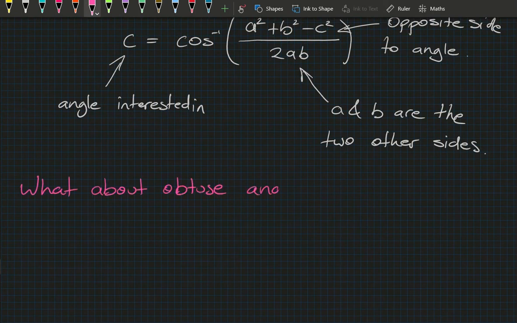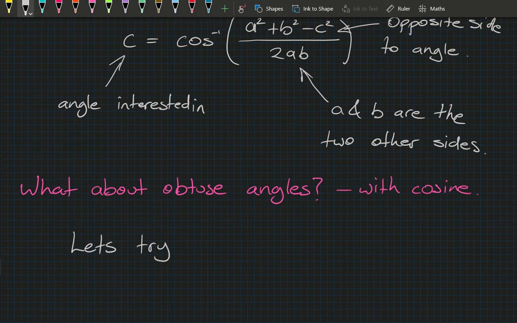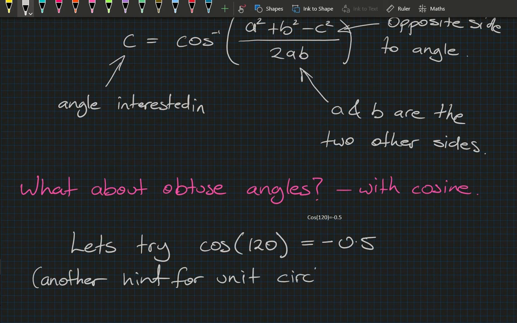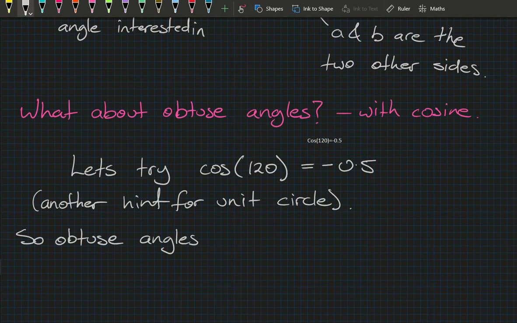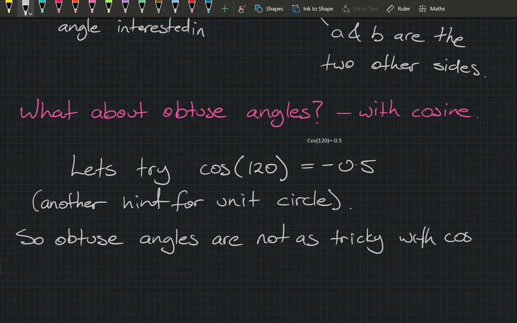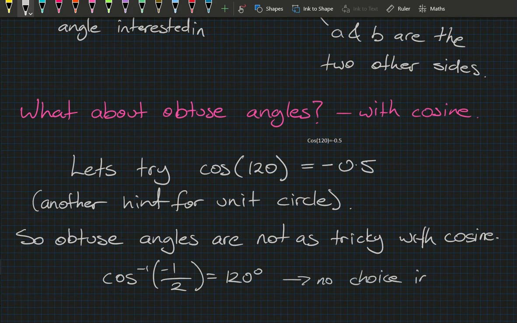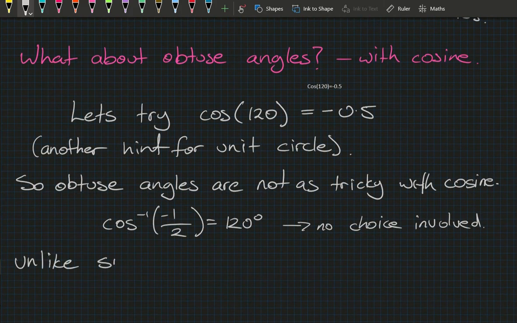So what about obtuse angles with the cosine rule? Let's try cos of 120 degrees. Okay, let's put that in the calculator. You might not be able to see that, but that's negative 0.5. This is another hint for the unit circle. However, for today's class, it tells you that obtuse angles are not as tricky with cosine. Considering that cos of 120 is equal to minus 0.5, that means that inverse cos of minus a half equals 120 degrees. And you won't need to make a choice, unlike we had to do with sine.